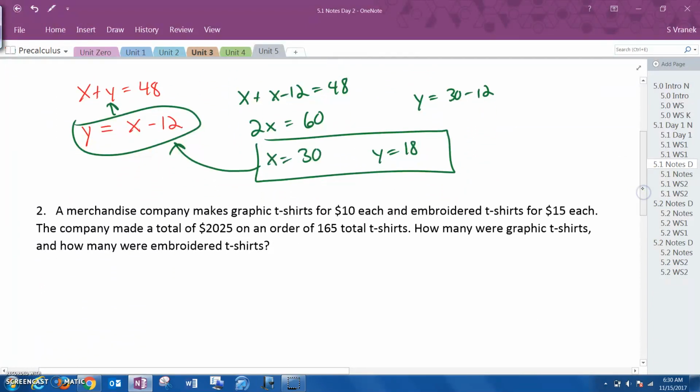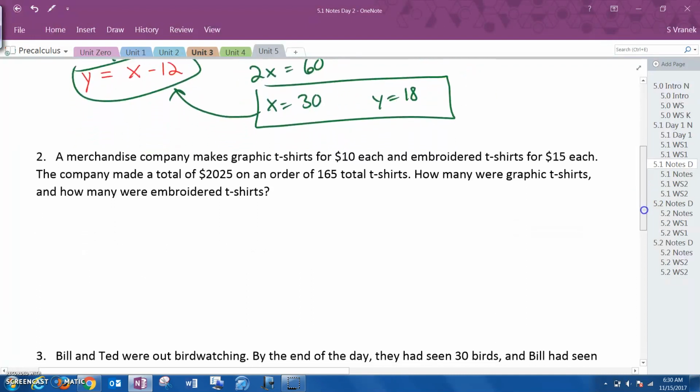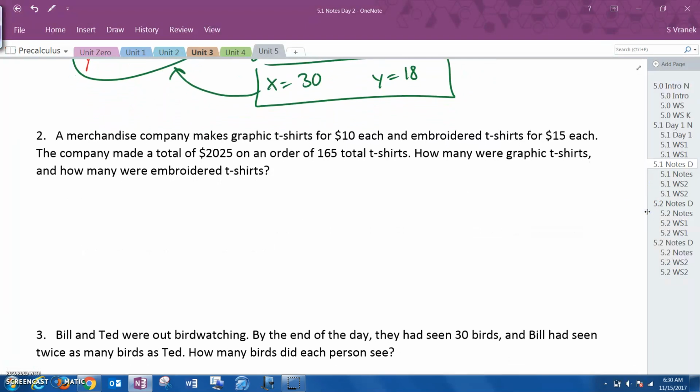A merchandise company makes graphic t-shirts for $10 each and embroidered t-shirts for $15 each. That is a mouthful, that word. The company made a total of $25 on an order of 165 total t-shirts. How many were graphic and how many were embroidered? Well, this kind of tells you what your variables should be. I'm going to say x is graphic and y is embroidered. I'm not even going to try to spell that. I'll just do that. Embroidered.